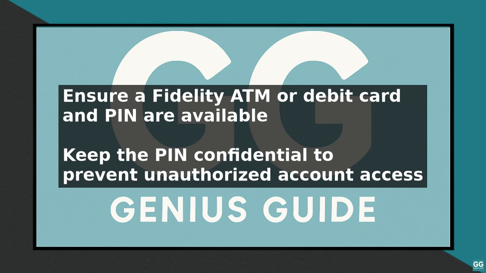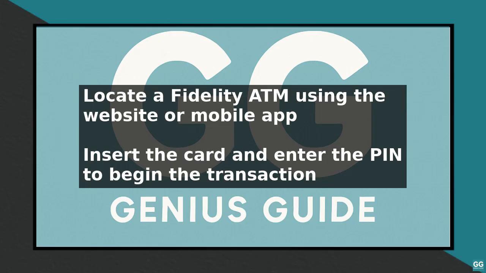When using a Fidelity ATM, start by locating an ATM near you. You can do this by visiting the Fidelity website or using the Fidelity mobile app. Once you find an ATM, insert your card and enter your PIN to begin the transaction.